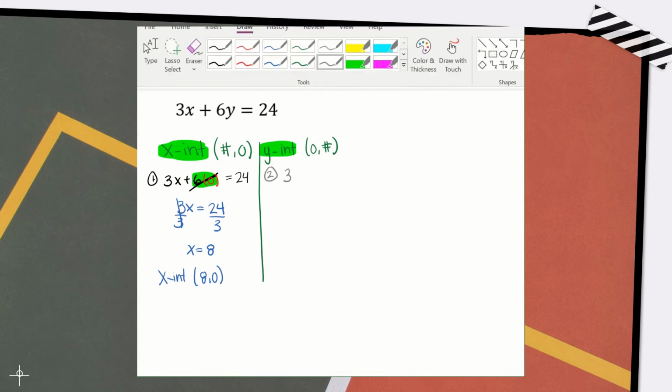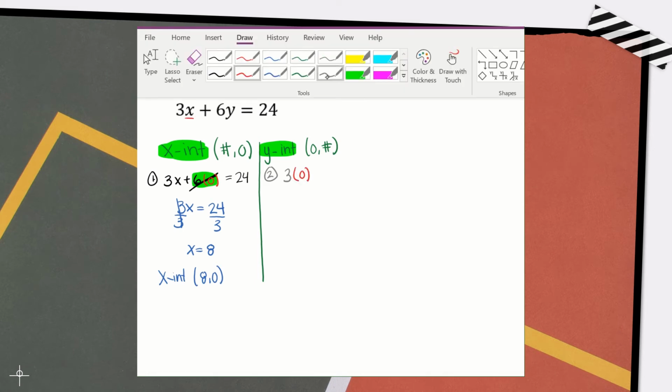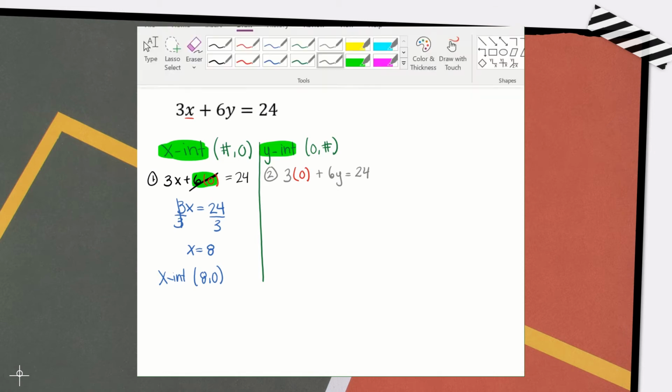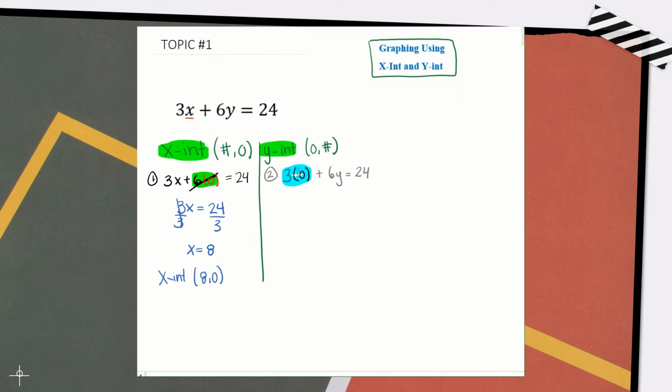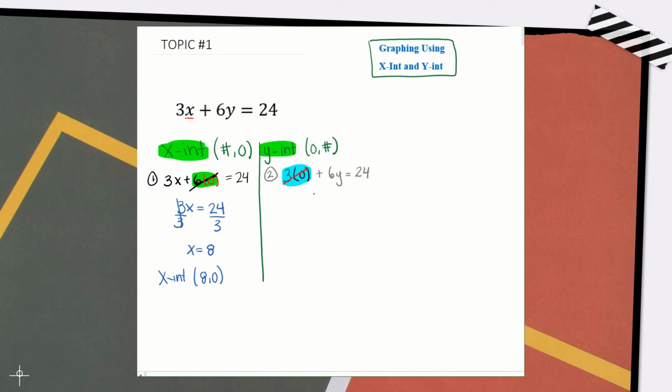We're going to repeat the process for the y-intercept, but this time we know that x is 0. So next to the 3, since we have an x, we'll replace it with 0. Rewrite the rest of our equation here. Then we end up with a similar situation where you get a number times 0, so that ends up canceling out. So I'm just going to cross it out. You get 6y equals 24 left.